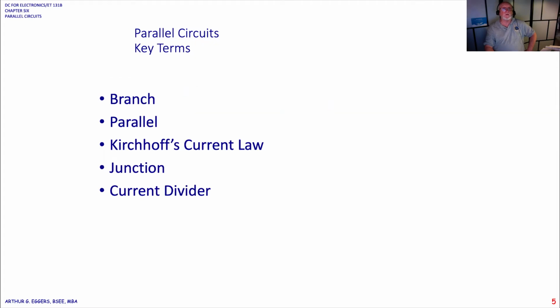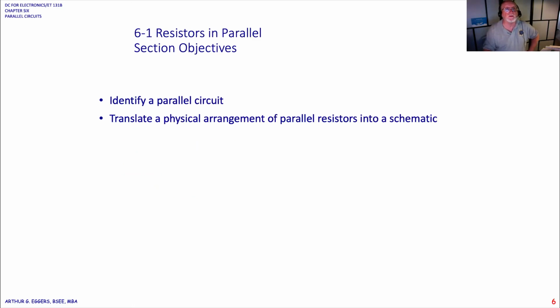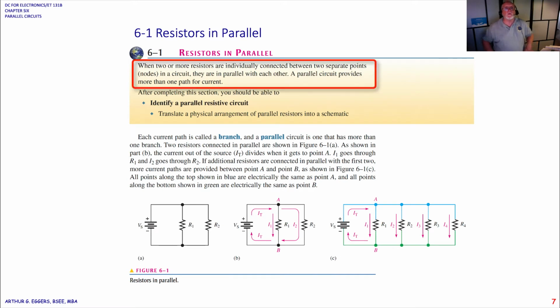We're going to look at what is defined as a branch, how a parallel circuit is made up of branches, Kirchhoff's current law, a junction, and the current divider. So when two or more resistors are individually connected between two separate points or nodes in a circuit, they are in parallel with each other.